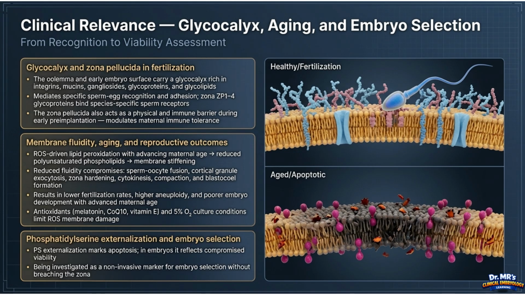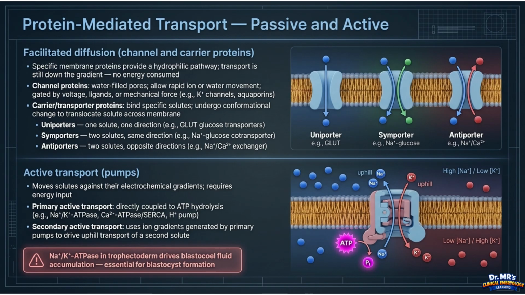Researchers are currently investigating whether phosphatidylserine exposure on the embryo surface can be detected non-invasively, without penetrating the zona pellucida, as a marker for embryo selection. If validated, this would give us a membrane-level viability readout to complement morphological grading and morphokinetics. The membrane, it turns out, may literally signal its own health status if we know how to read it.